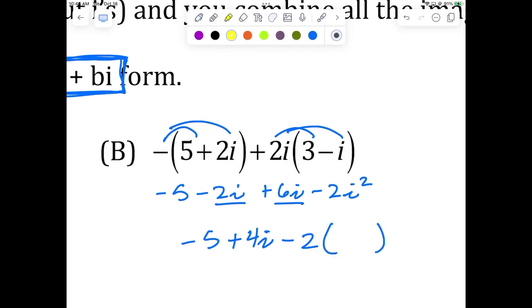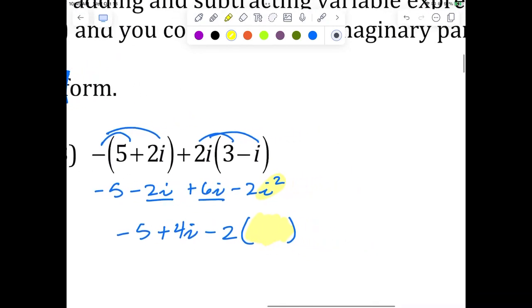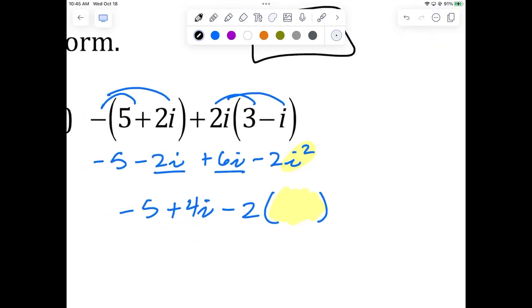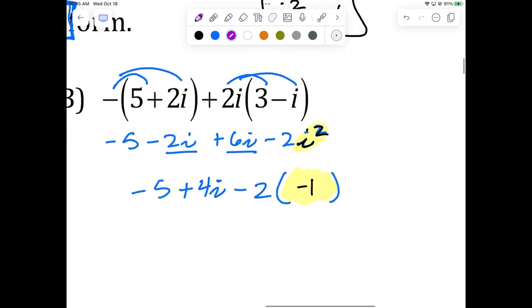The only thing that's different now is we have to remember that i squared is the imaginary unit squared. It's not just x squared. And what is i squared? Yeah, we got to remember that i squared is -1. So whenever you have an i squared, you want to substitute it with the -1. Put parentheses where the i squared used to be and substitute a -1 in there. And now that we have a -1 there, we keep going.